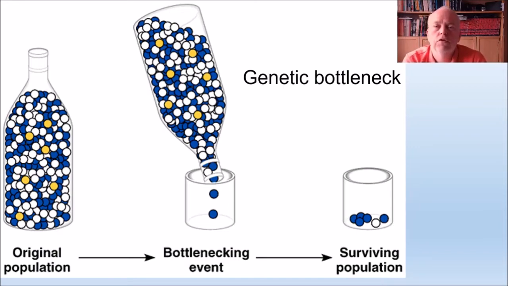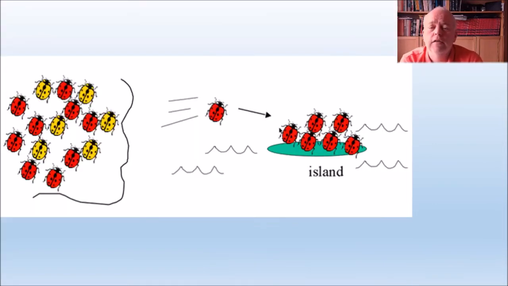Okay, and that's often as a result of a dramatic reduction in the population size. We'll have a look at some examples of that in a few minutes' time. Another event that's also really well known is an event known as the founder effect. So the founder effect is where a population forms a new kind of offshoot, a new population elsewhere.